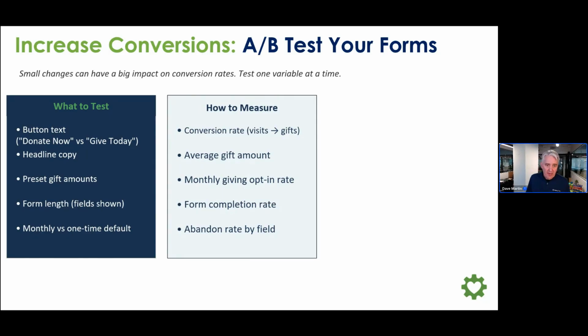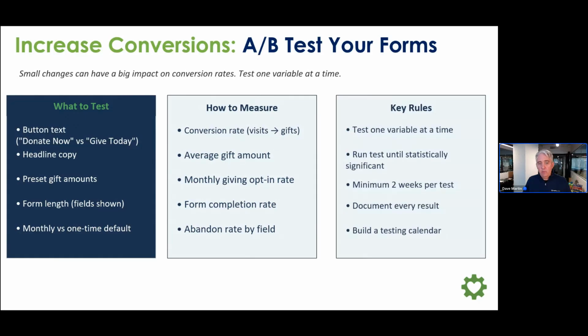You could measure your average gift amount if that's what you're testing on your preset gift amounts. Your monthly giving opt-in rate, right? Form completion rate, abandon rate by field, right? Maybe you're seeing people abandon at the 6th field, and you better just keep it at 4 or 5 fields, right? So you can measure it as long as your platform allows you to do that.